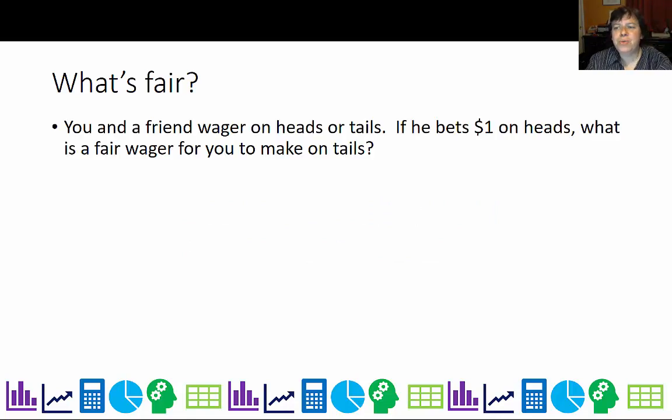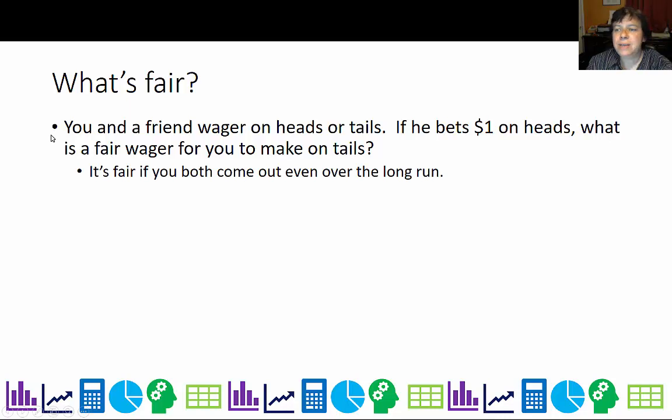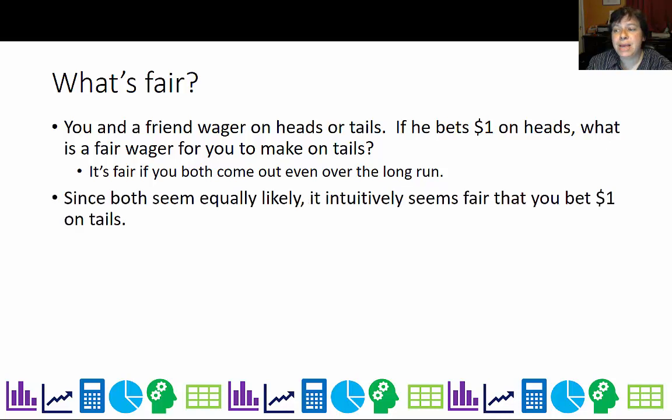So, what's fair? You and a friend wager on heads or tails. If he bets $1 on heads, what is a fair wager for you to make on tails? Well, it's fair if you both come out even over the long run. That is what fair is. Since both seem equally likely, it intuitively seems fair that you bet $1 on tails.